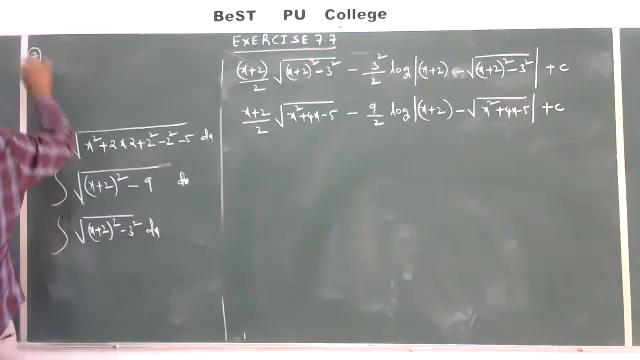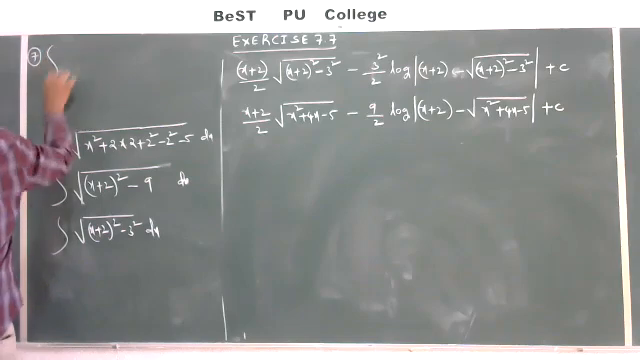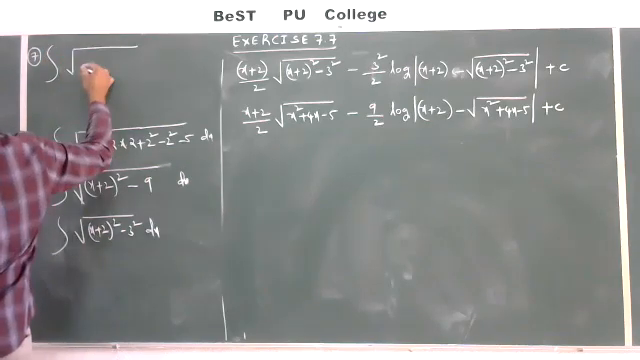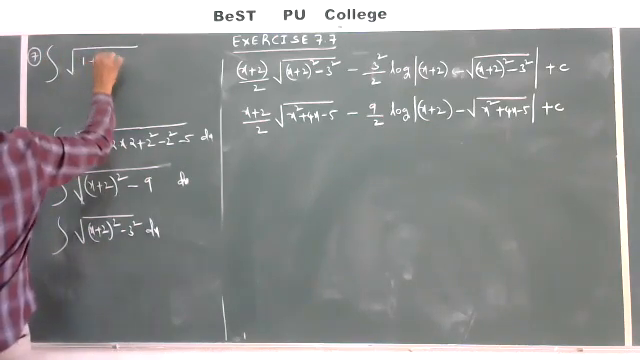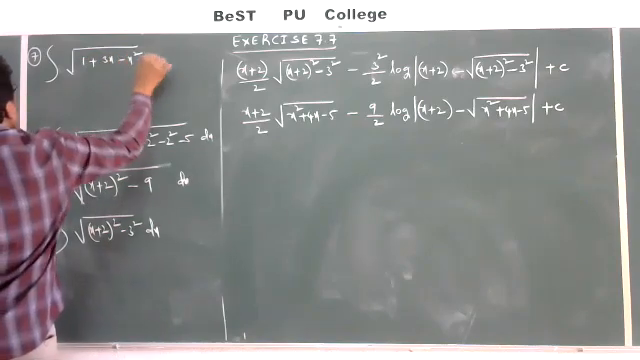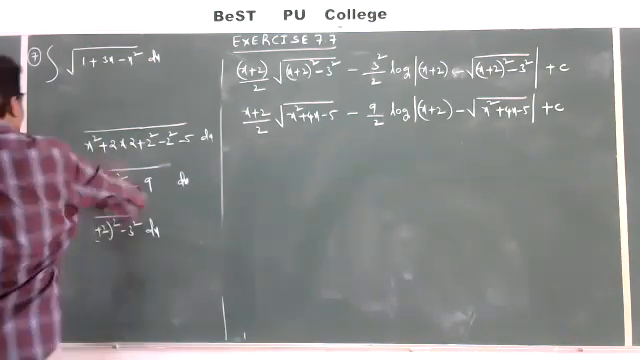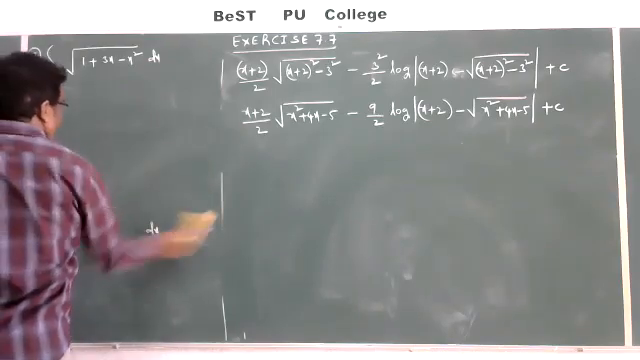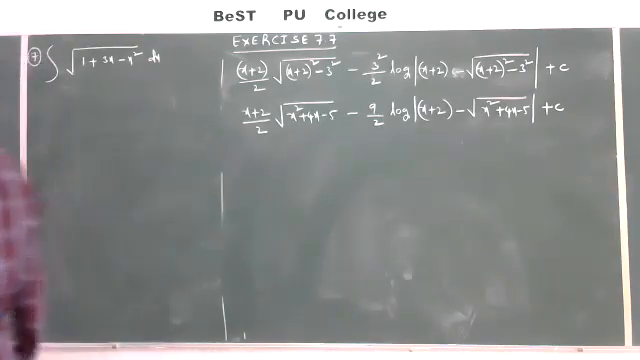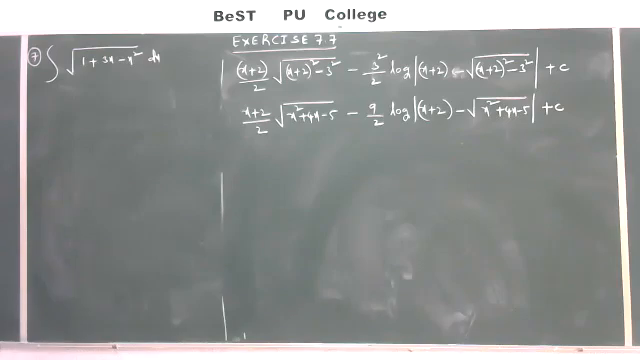Yes, seventh problem. Integral root of 1 plus 3x minus x square dx. First, simplify this. Solution.